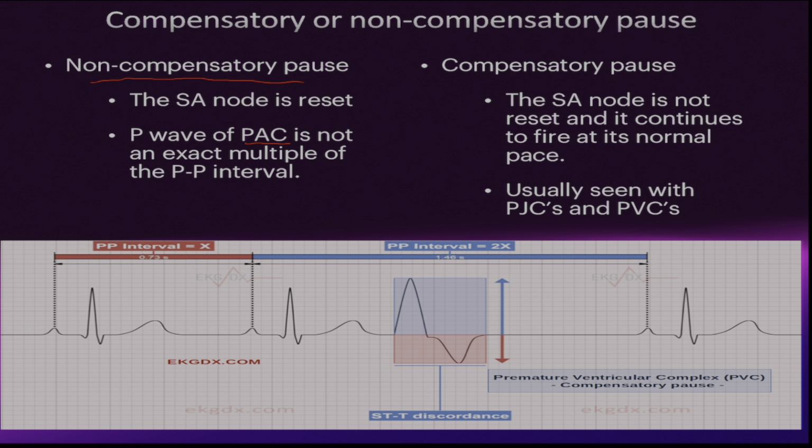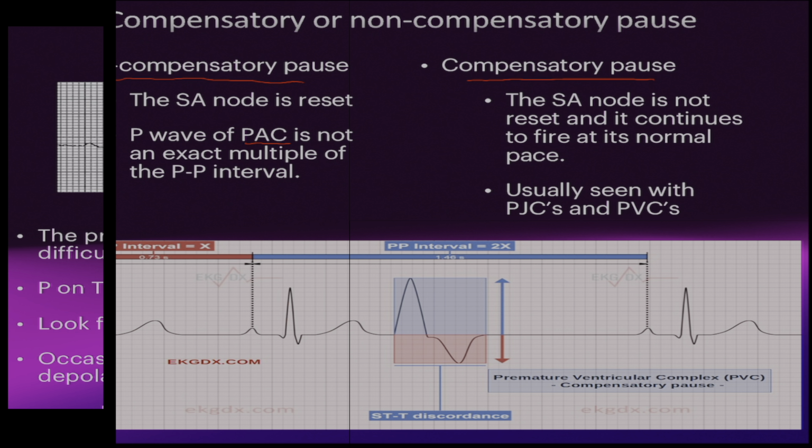Now, in a compensatory pause, the SA node is not reset and it continues to fire at its normal pace, so the P to P intervals would march out and match up. That's most commonly seen with a PJC and a premature ventricular contraction, but you can have it either way between those contractions.